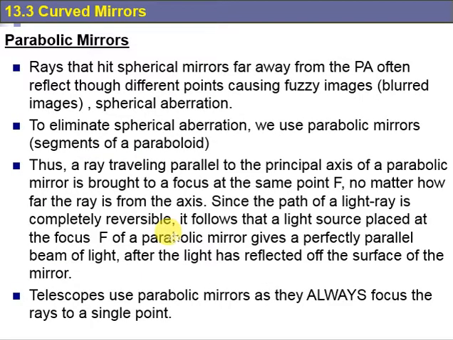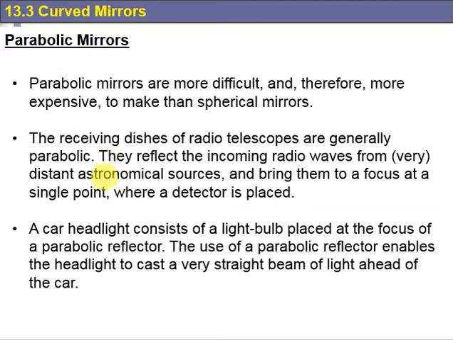This is like, for example, the headlight. So see, a car headlight consists of a light bulb placed at the focus of a parabolic reflector. You have a reflector like a mirror, and you place the bulb at its focal point, so the rays coming from the bulb will hit the mirror and reflect parallel. The use of a parabolic reflector enables the headlight to cast a very straight beam of light ahead of the car. Okay, another use. What do you expect?